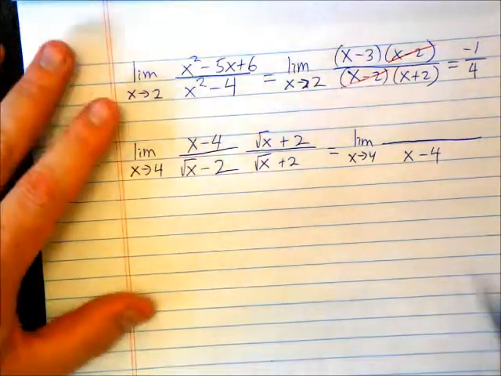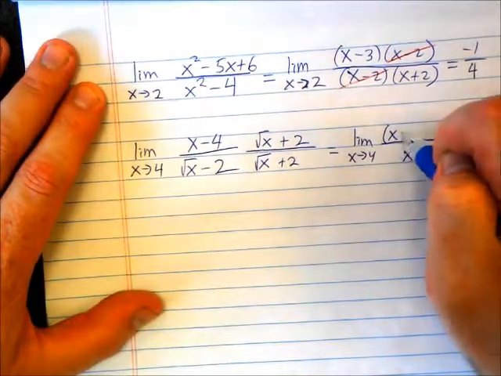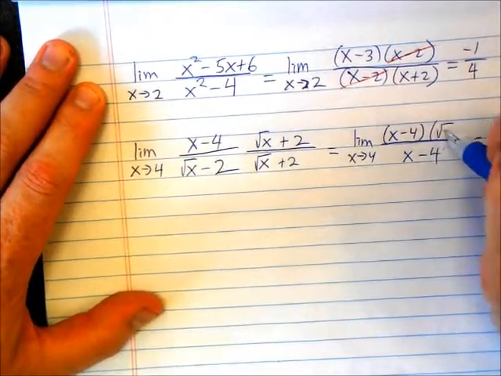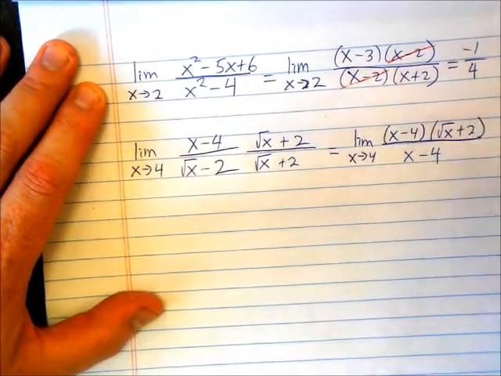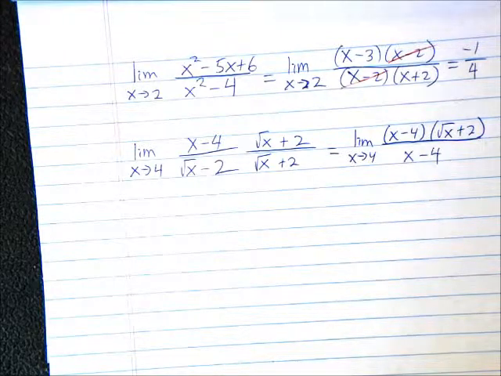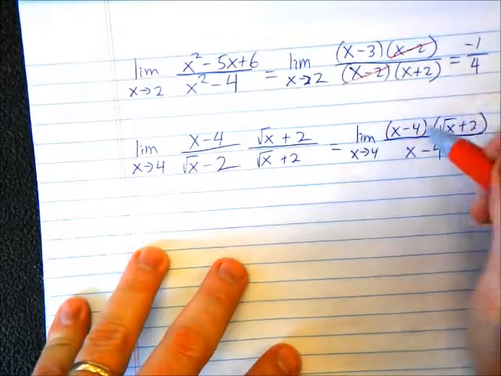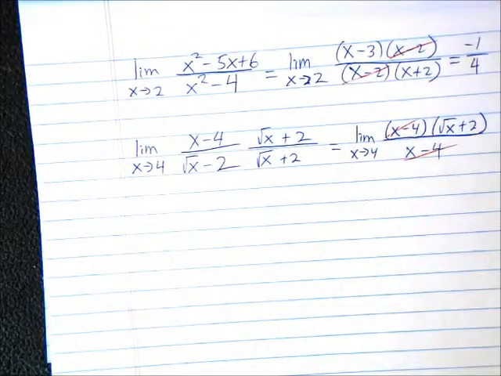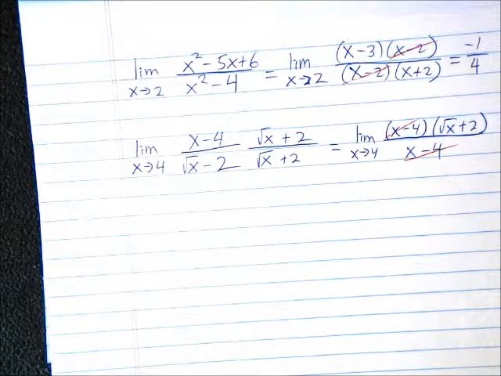Up on top, I'm just going to leave it. I'm not going to foil that out. And there's a very good reason for that. What's the very good reason for not foiling up on top? Because I can see that the x minus 4's cancel out. If I foil it out, it's not going to be easy for me to tell that the x minus 4's actually cancel out. So I reduce the x minus 4's.